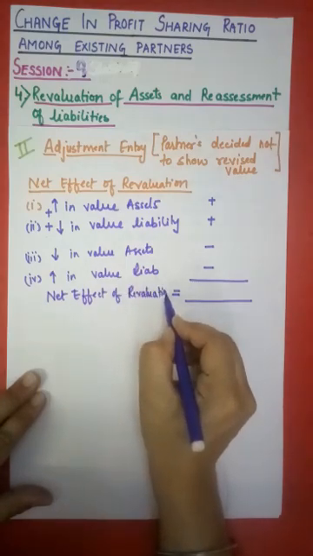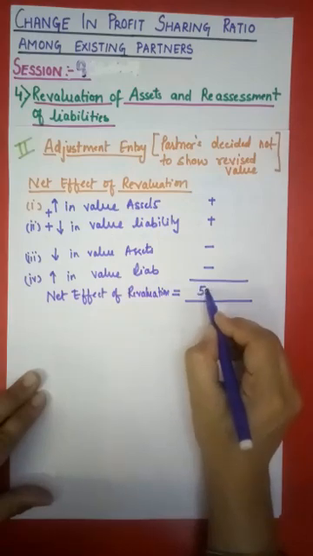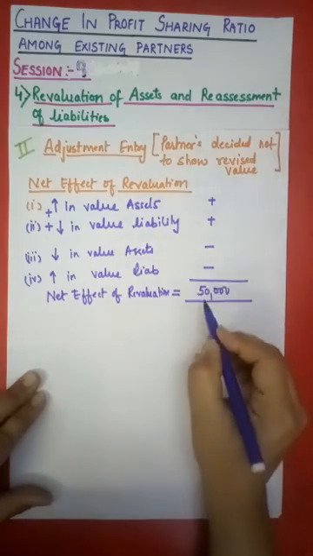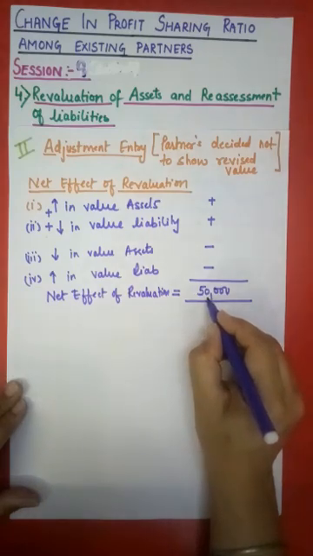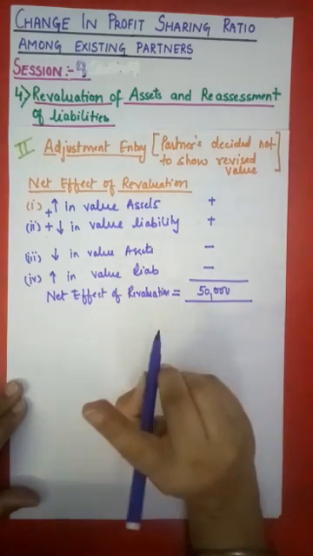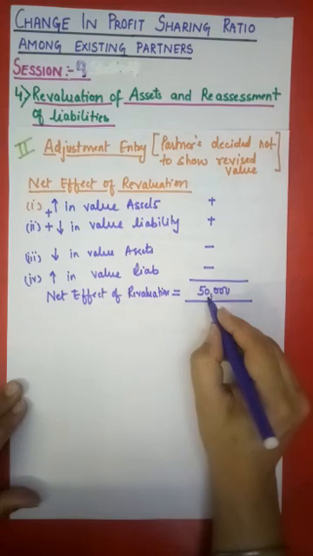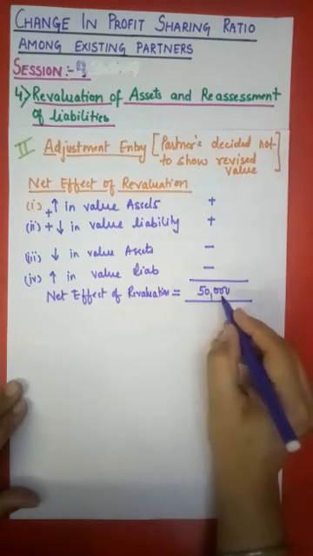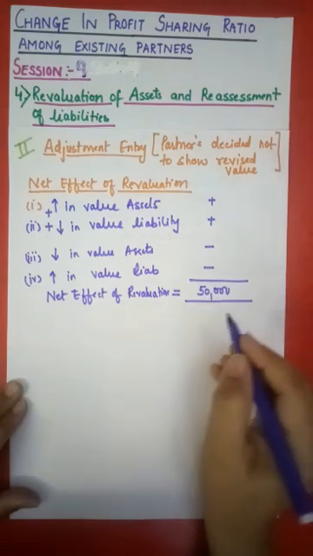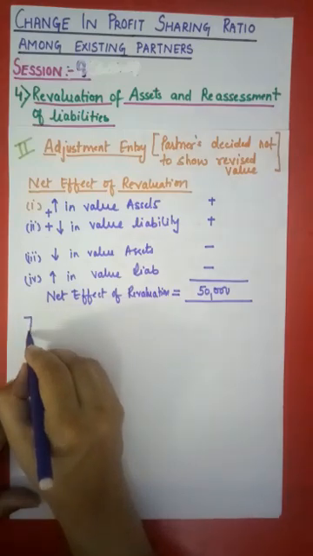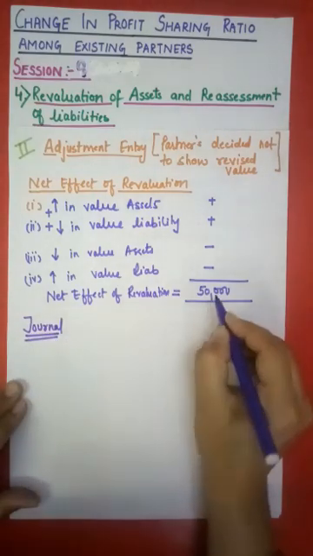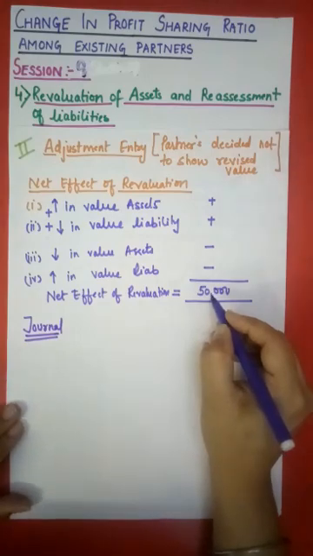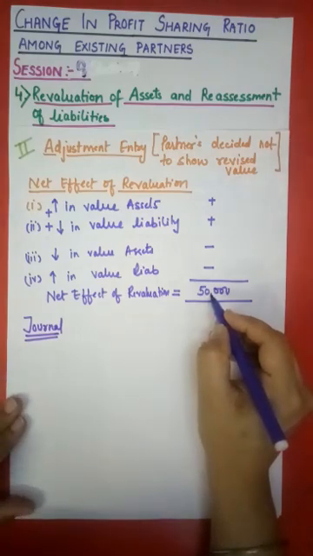revaluation. Suppose it is 50,000, then this net effect of revaluation will be distributed among the partners, not in the old ratio. It will be distributed in the gaining and sacrificing ratio. Now, what journal entry is passed for that? This net effect of revaluation will be distributed among gaining and sacrificing partners.